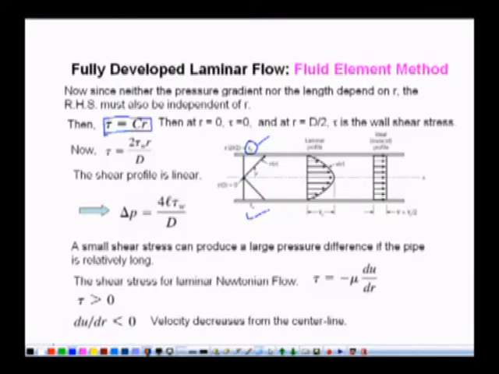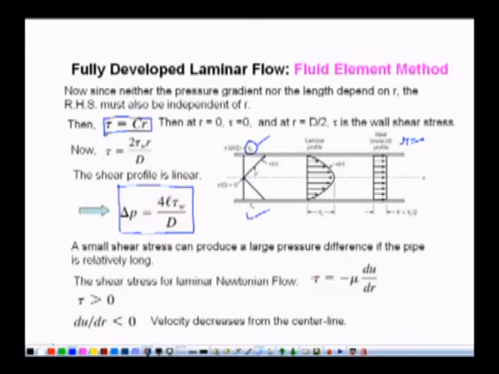If we have an ideal fluid or inviscid fluid, in that case viscosity is 0, mu is equal to 0, and even if we have a flow through a pipe, this will be the profile, where everywhere we have a constant velocity, right. So, with the help of this equation we can find out del P, where del P is equal to 4L tau W divided by capital D.